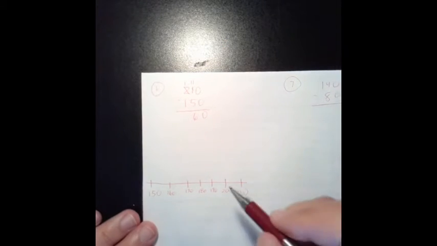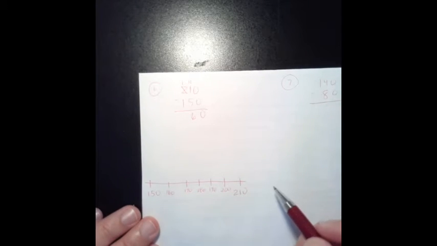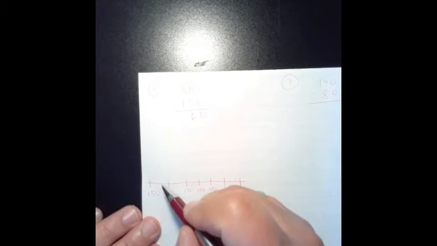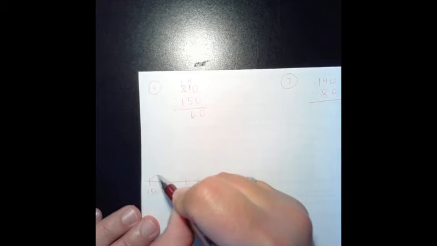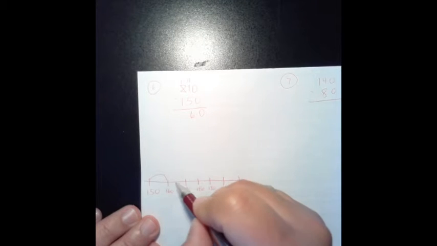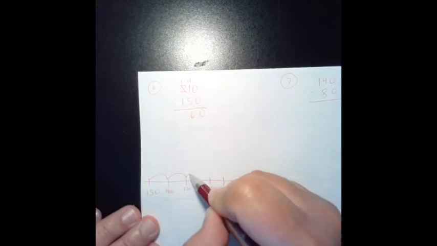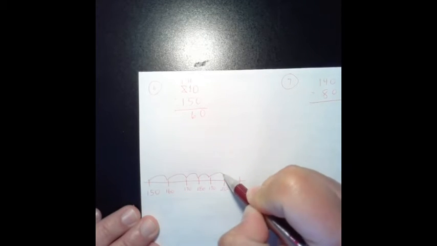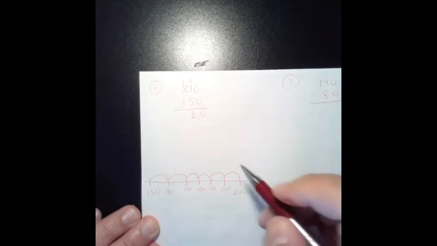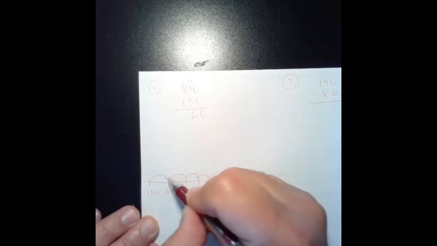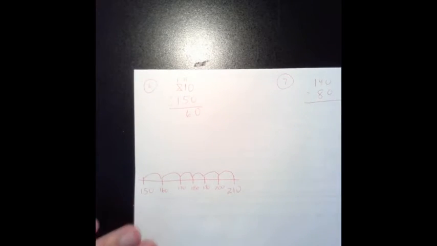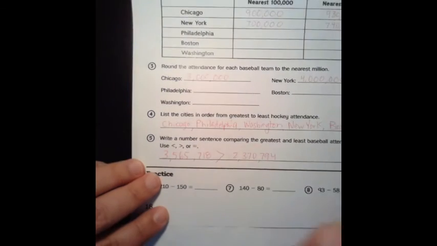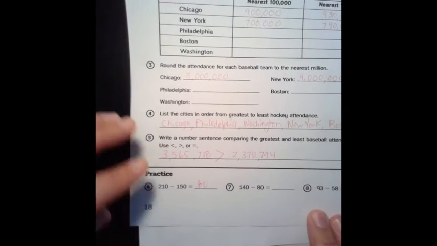Now you could have gotten it using that, or you could use the number line since we're dealing with all tens here, and count up from 150 to 210. You want to count by 10, so another 10, another 10, another 10, another 10 until we get to 210. And then count your tens: 10, 20, 30, 40, 50, 60, and that would be your answer there. So for 6 it was 60.